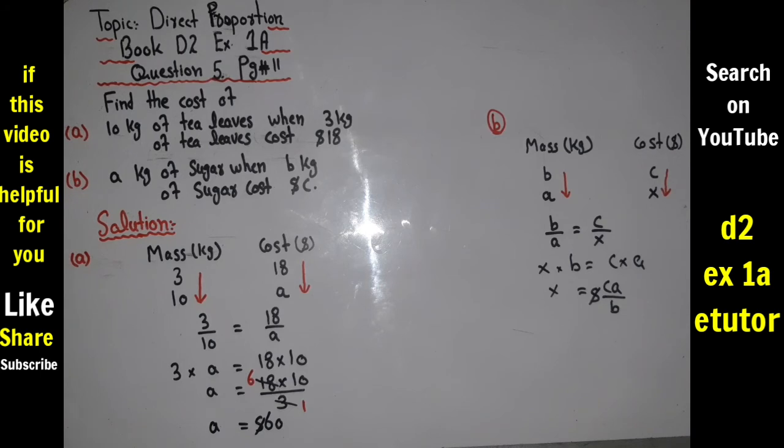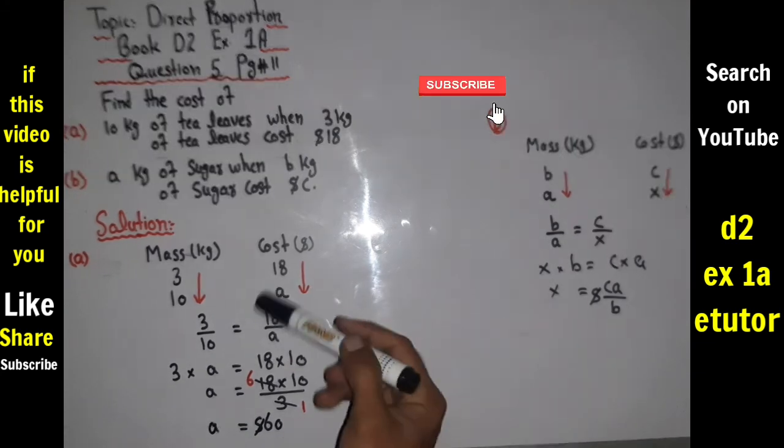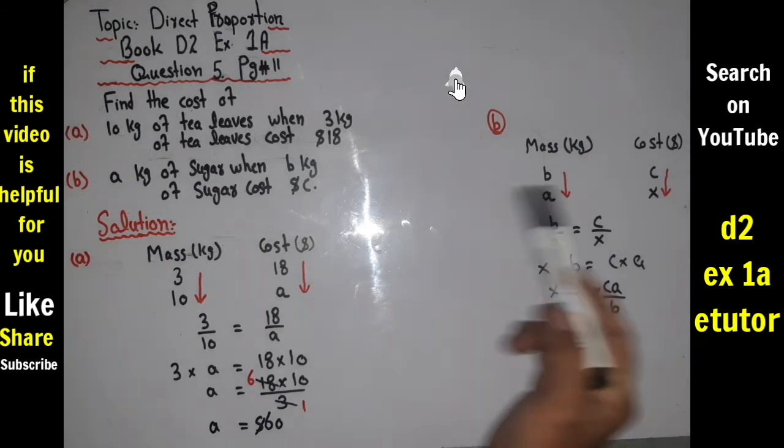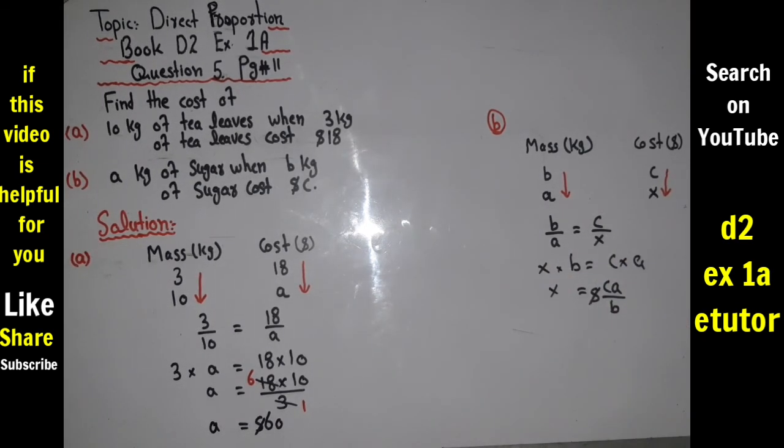ठीक है। So ये जो है हमारे पास x की वैल्यू है। So students, in the previous part, in part A, we let a as unknown and here we let x as unknown.